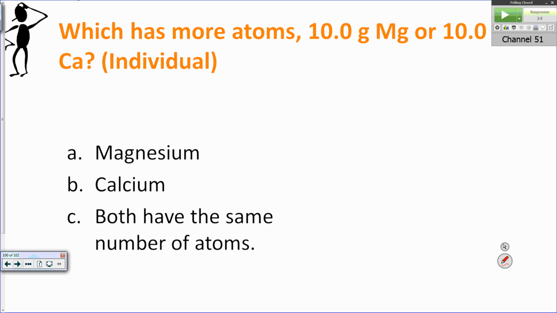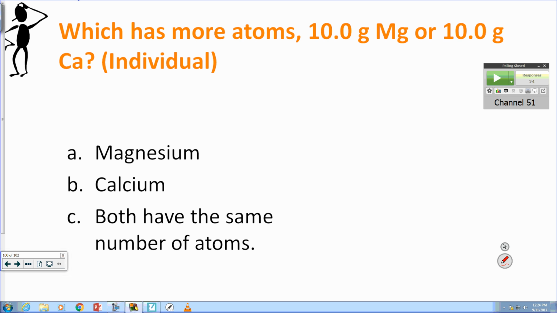All right, so this is a conceptual one. This is a clicker question for you. I want to know which one has more atoms, 10 grams of magnesium or 10 grams of calcium. So answer it on your own. You've got those two different elements. Magnesium is Mg, calcium Ca right below it, so you can see their weights. You've got 10 grams of each. Which one has more atoms?